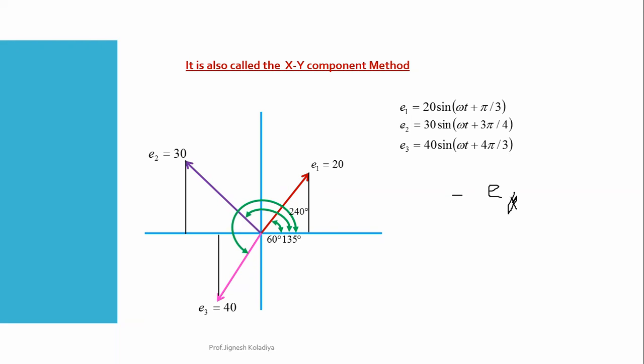Okay, and similarly, y component for E1, y component for E2, and y component for E3. So three y components are there. So you will get this Ey, capital Ey, or resultant Ey we can say.